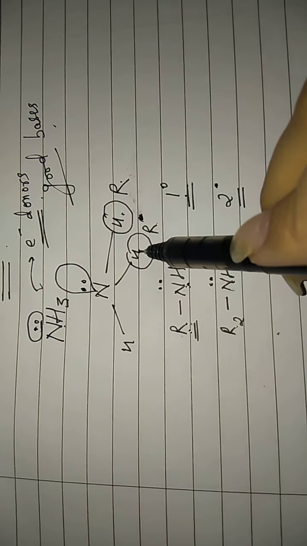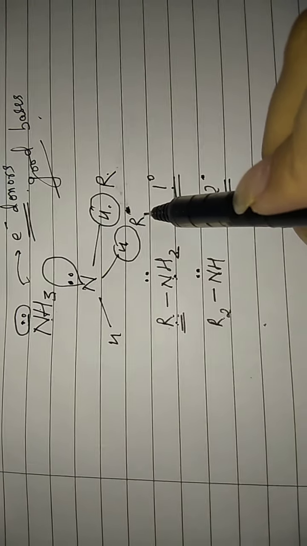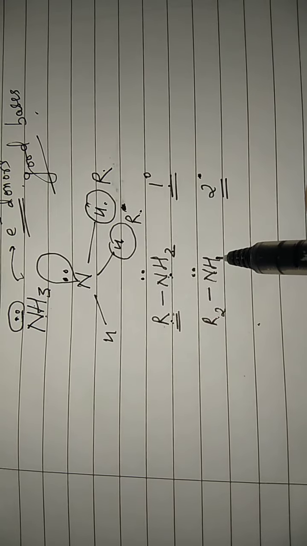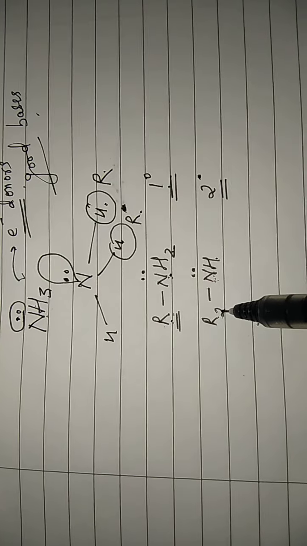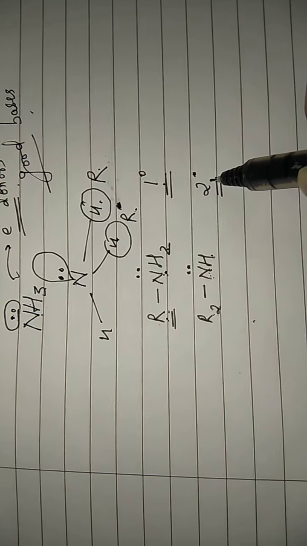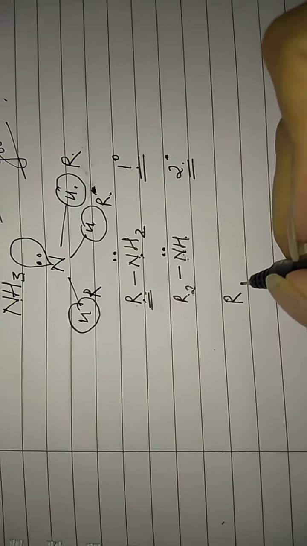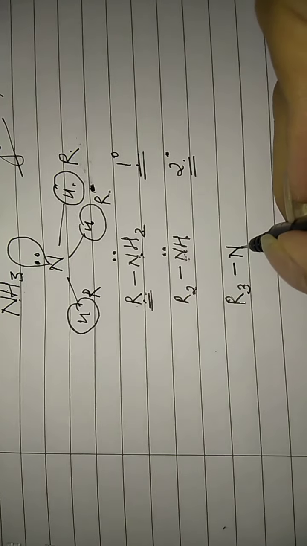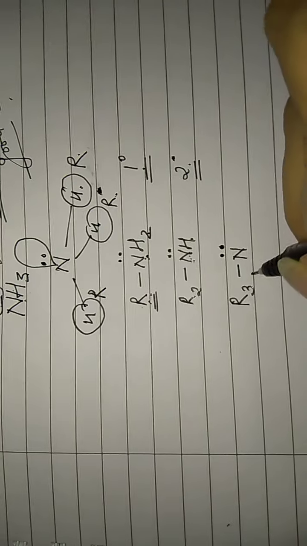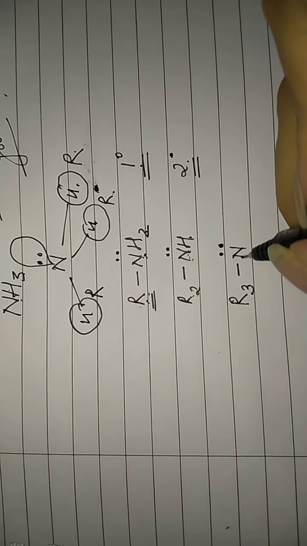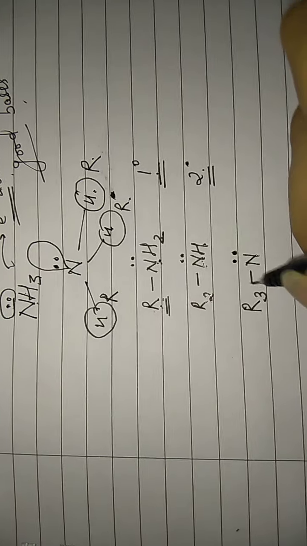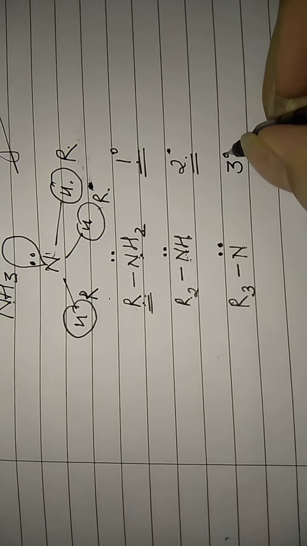If I replace the other hydrogen atom also with an alkyl group, what do I get? R2NH. In this compound, my nitrogen atom is directly attached to two carbon atoms, so this will be called a secondary amine. If I replace the third hydrogen atom also with the R group, what do I get? All three hydrogen atoms are replaced and what I get is R3N. In this compound, the nitrogen atom is directly attached to three carbon atoms. So this will be called the tertiary amine.